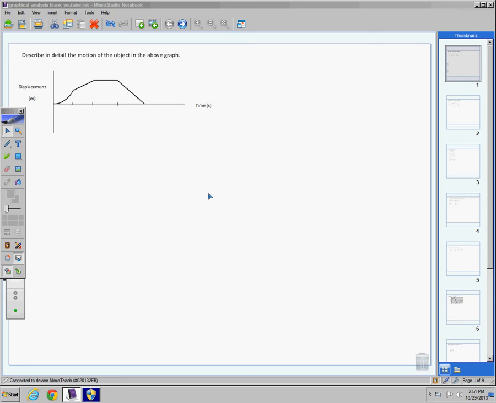These are some of the questions that are on the review sheet with no answers. And then I have a couple questions at the end that are not on the review sheet. So it first says, describe in detail the motion of the object in the above graph.